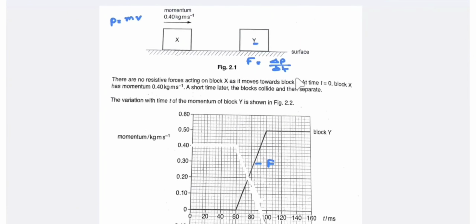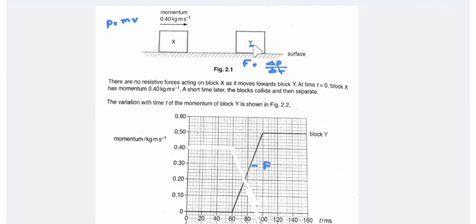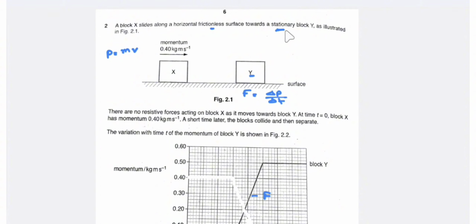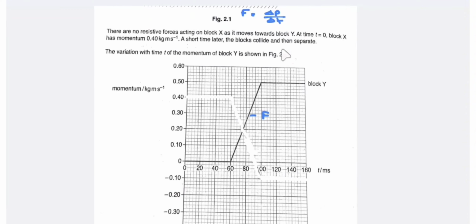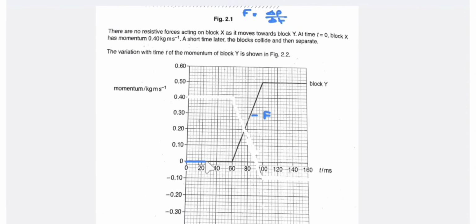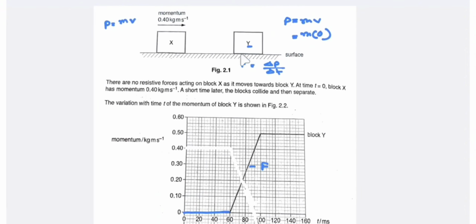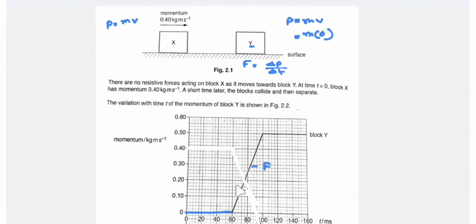So initially, Y is stationary. Since Y is stationary and we know that momentum is equal to mass into velocity, its velocity is 0. Since the velocity is 0, the momentum of Y is 0. And as collision occurs between X and Y, there is a change in momentum.